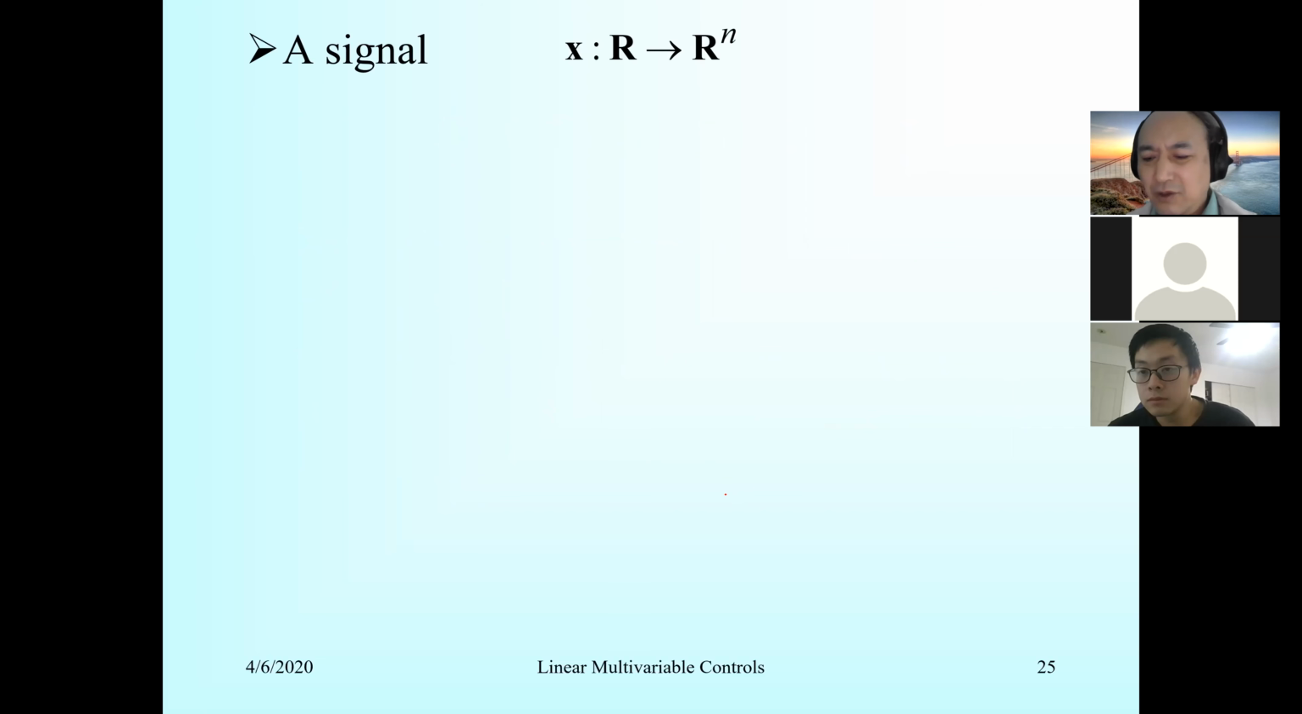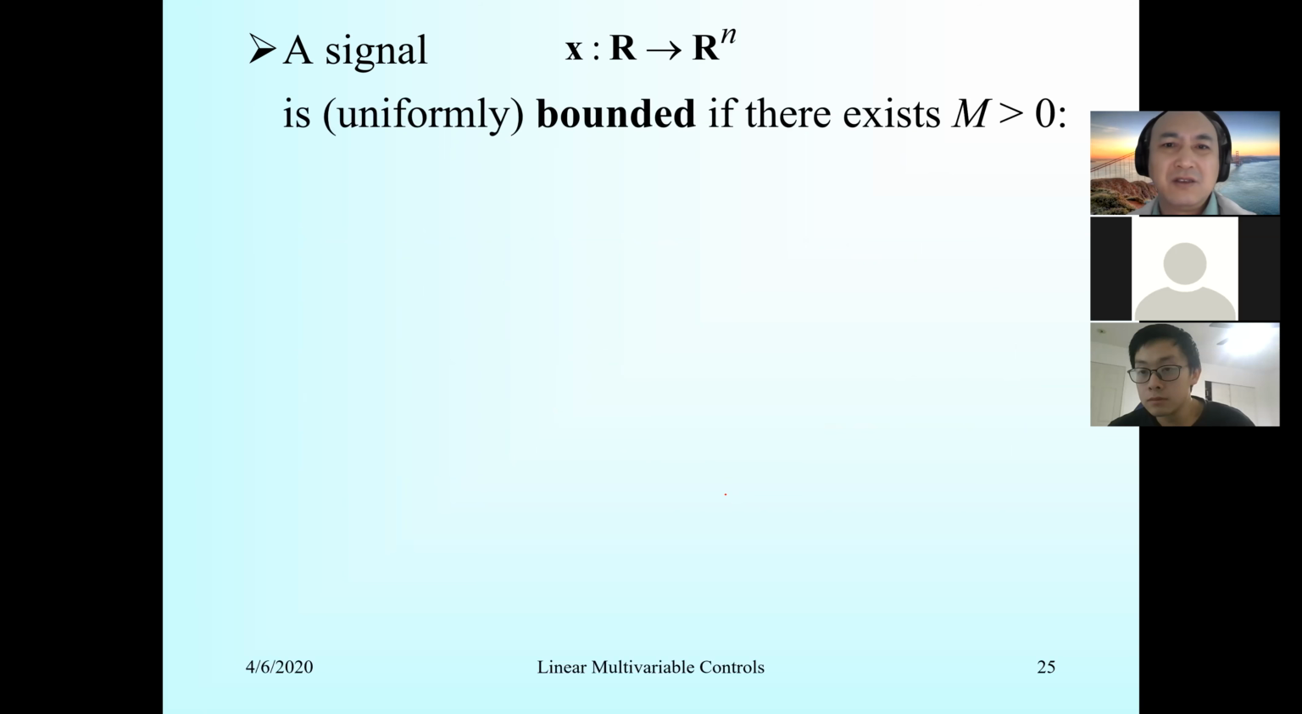So let's review how to measure the size of a signal. Because we say bounded, if a signal X of T is a signal, it is bounded if you can find an upper bound such that for all T, the norm of X, which is a vector, is bounded by this M. So this is called uniformly bounded, okay? Uniformly bounded.